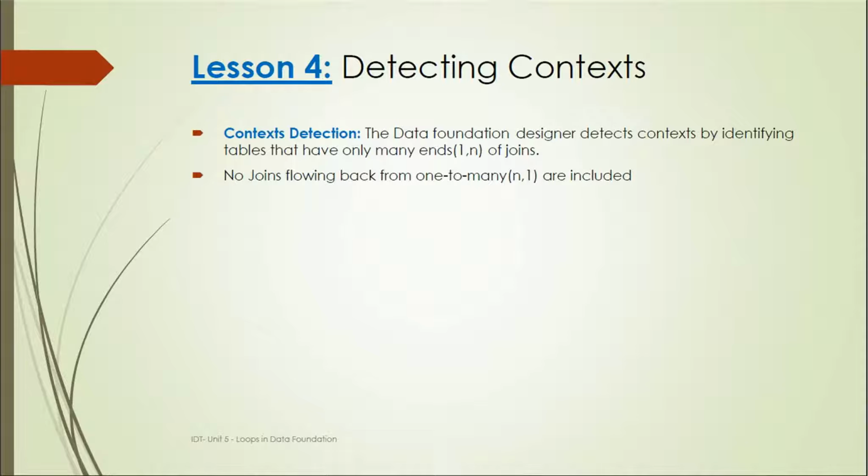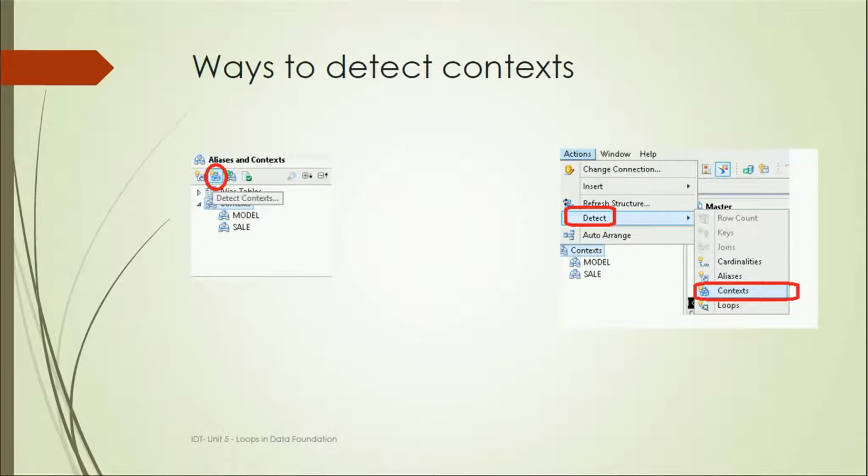detection is also provided by the tool, where it can identify the tables that have only many ends of joins. That is a one to many relationship. No joins flowing back from one to many are included. Only one to many ends are included. So in the aliases and context window, there is an icon; if you click on it, it will detect the context, and once detected, it will show up there.